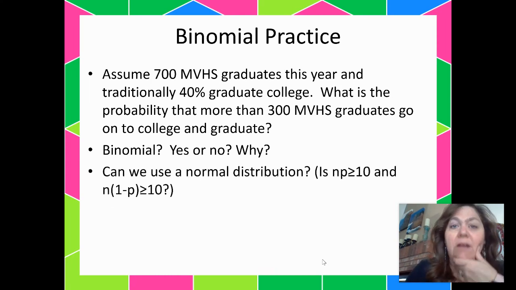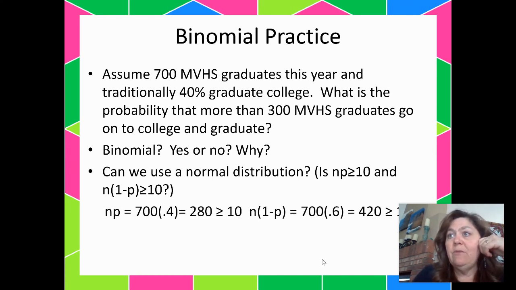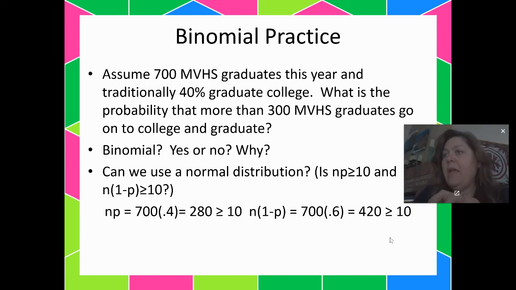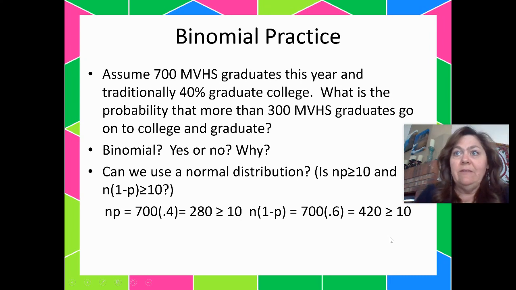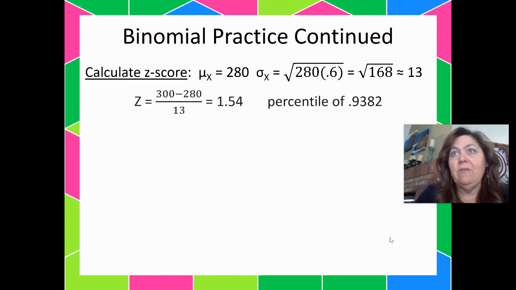Then we have to say, can I use the normal distribution? This is sounding like a lot, I know, but you cannot use the binomial distribution unless you prove BINS, and you cannot use the normal distribution unless you prove that it's fairly normal. So you check NP and N times 1 minus P. Both of those were clearly greater than 10, so we can go ahead and use normal. I'm going to calculate my z-score with my new mean of NP and my new standard deviation, very close to 13 when you round it.